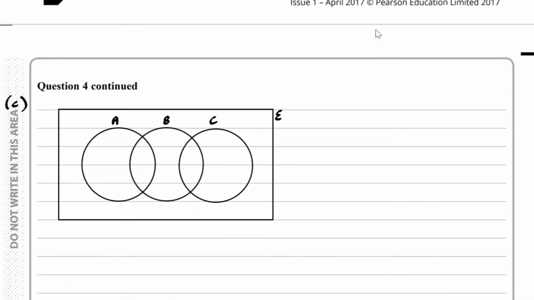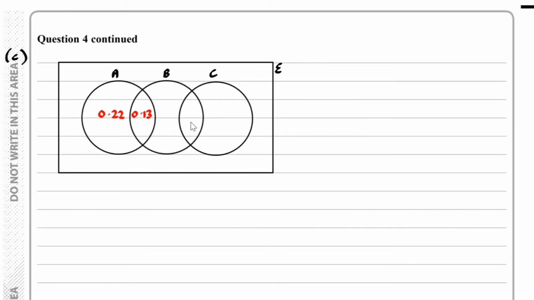Now here we've got a blank Venn diagram, and what we can do so far is fill in information about A and B. So we know A and B is 0.13. We know here we've got 0.22. And the reason the Venn diagram looks like this is, we know A and C are mutually exclusive, which means they can't happen at the same time. And B and C are statistically independent, so B only will have a different probability to what we had before.